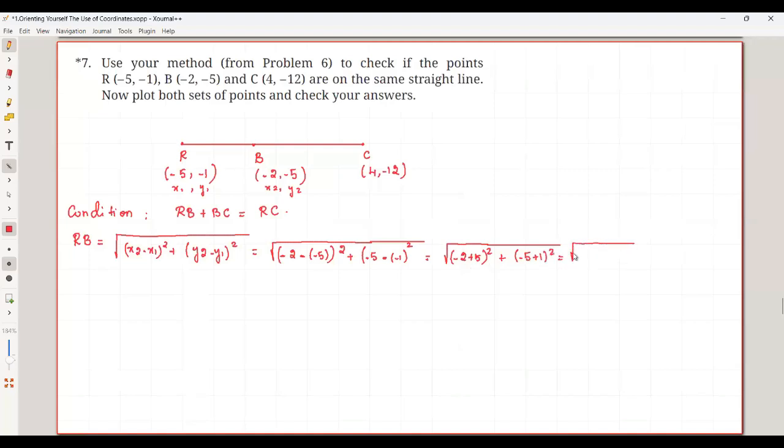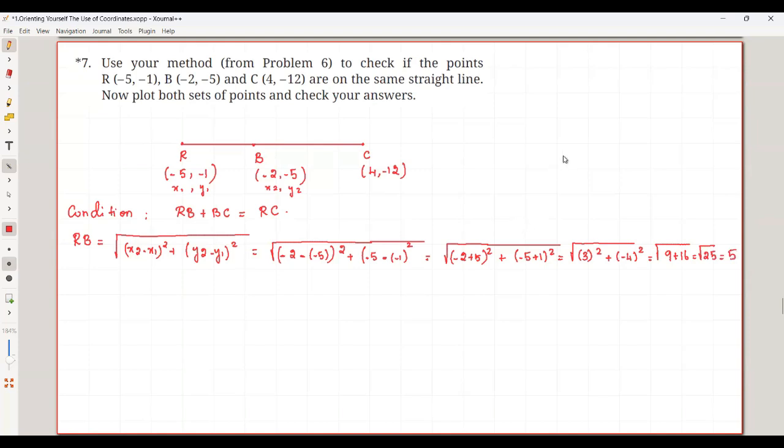So -2 plus 5 is 3. 3 square plus -4, the whole square. Now 3 square is 9 plus -4 square is 16. 9 plus 16 is 25. The square root of 25 is 5. Now RB we are getting as 5.